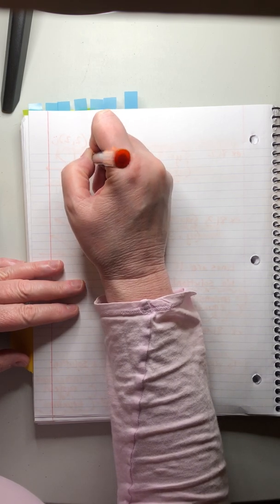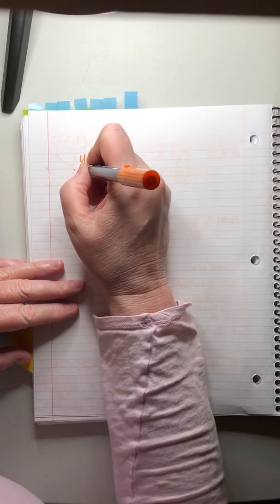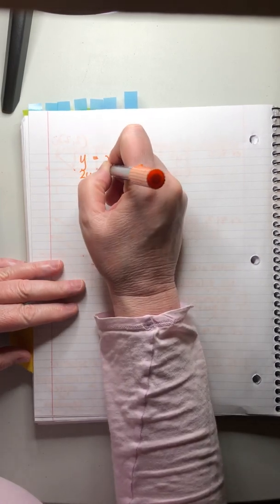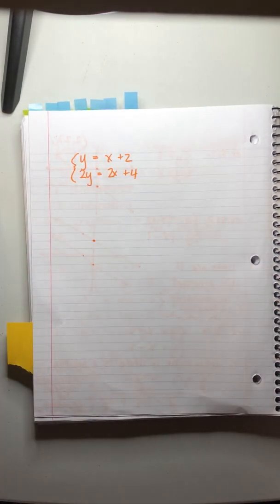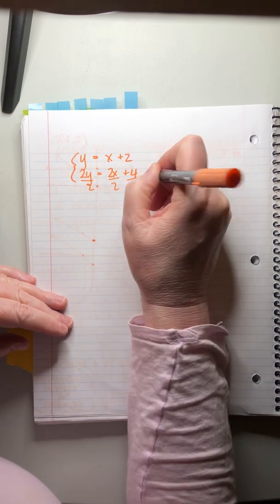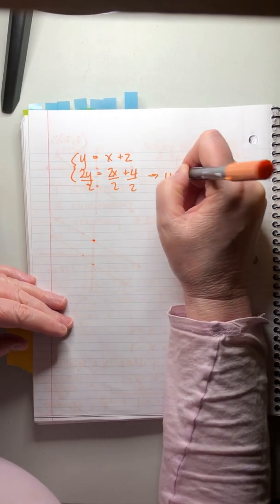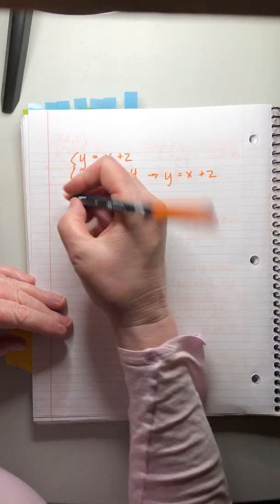y equals x plus 2, 2y equals 2x plus 4. Let's say that's our system of equations, and we are asked to tell what kind of a graph it's going to make. Here's what we can realize. If we divide every one of these by 2, that's what we'll get. It's the same.